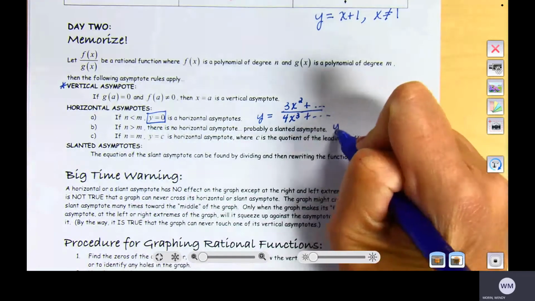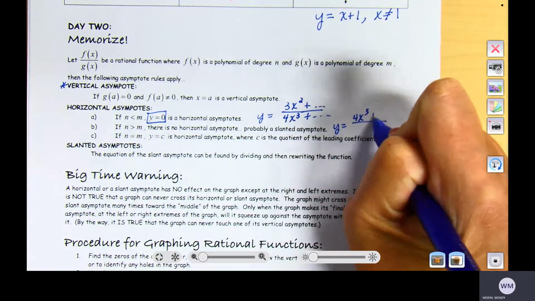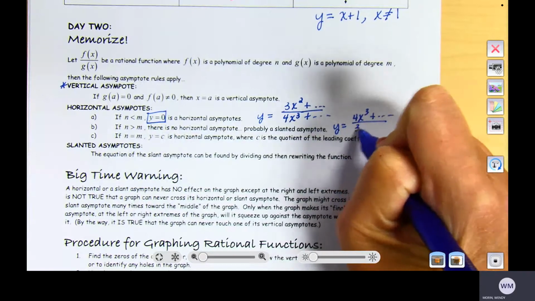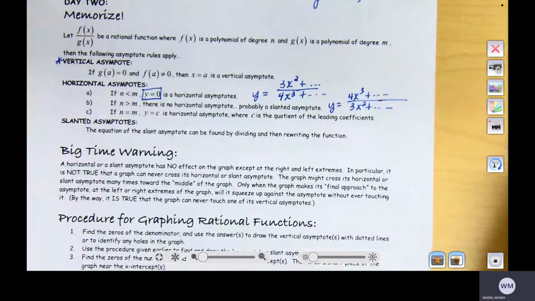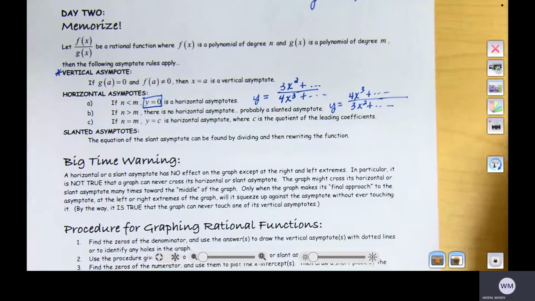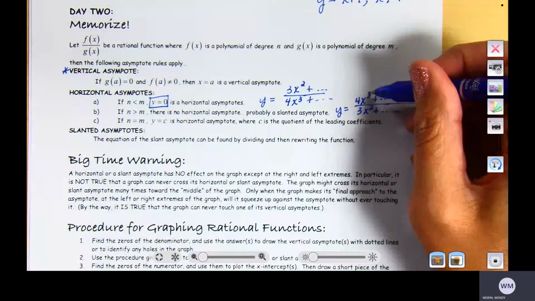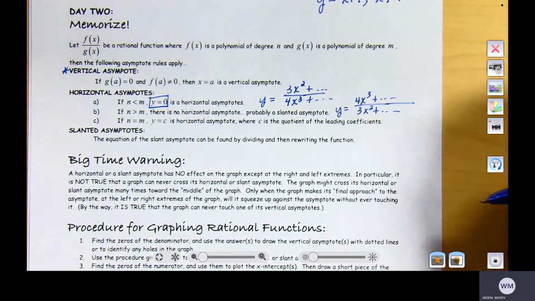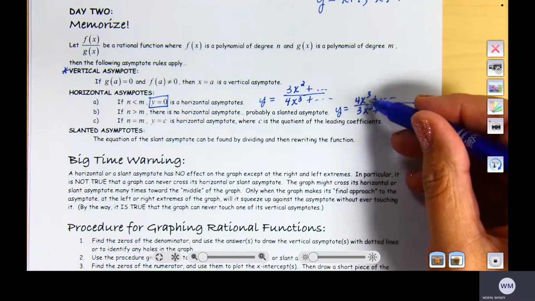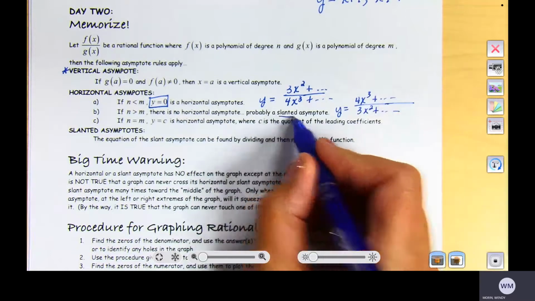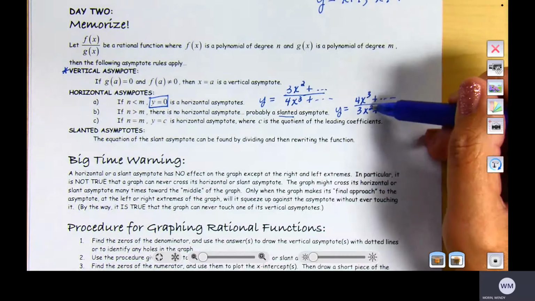Now, what if it was the other way around? Y equals 4x cubed on the top, and again, some polynomial, and the leading term of the bottom polynomial was 3x squared. Okay, you're not going to have a horizontal asymptote when the top degree is larger. Now we could do long division and we could get a slant asymptote. You'll get a slant asymptote when the numerator degree is one larger than the denominator's.